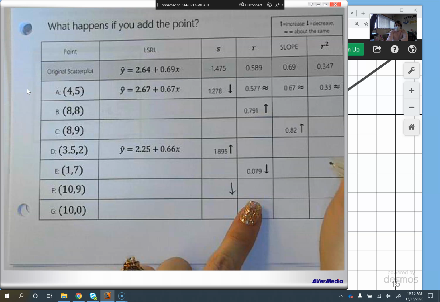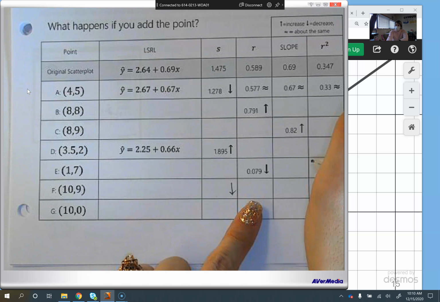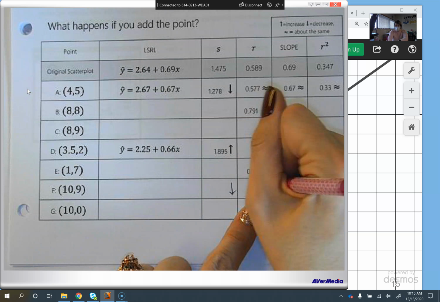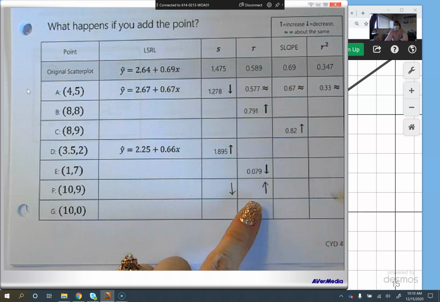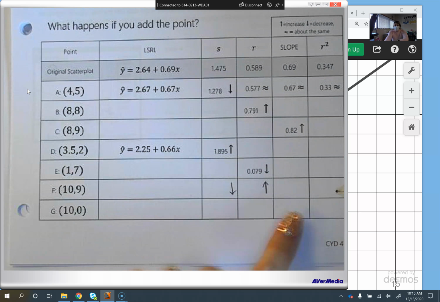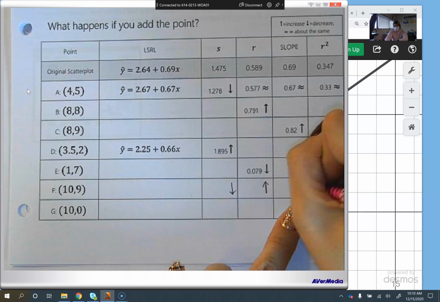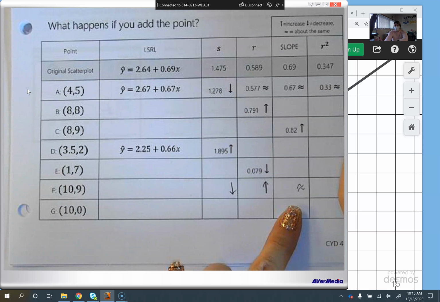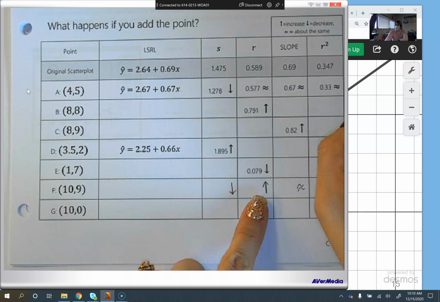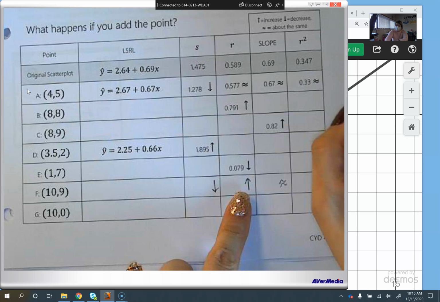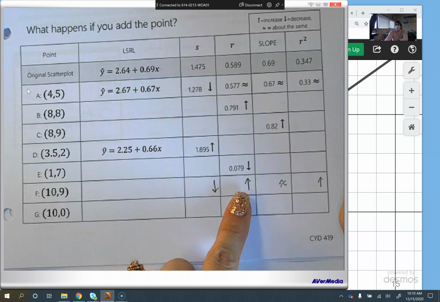Okay, strength of our relationship. Increase, decrease, stay the same. Increase. These are our predictions. Slope. Do you think the slope of your line is going to change? Not very much, so that's probably going to be about the same. R squared is easy. If we think R is going to increase, that means R squared is probably going to also increase. Okay, well now let's actually see what happens.